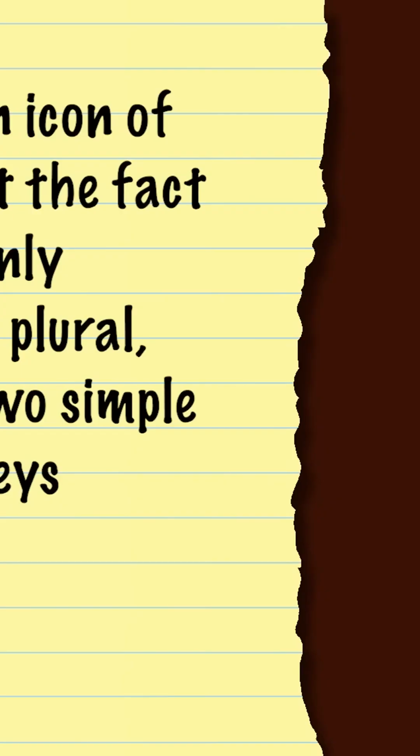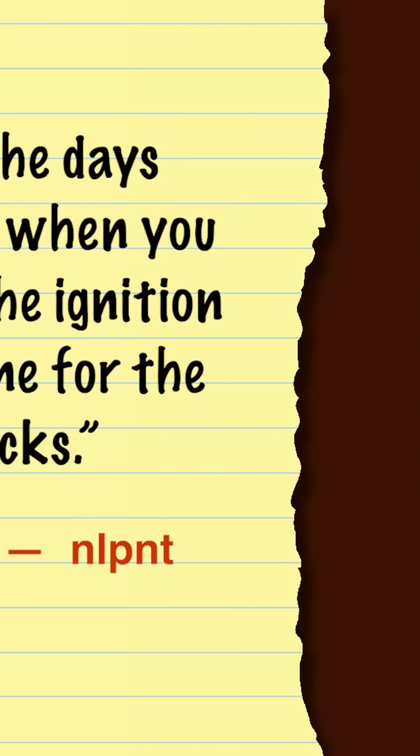Now, my friend Nilpunt has a great example of how anachronistic symbols often feed off anachronistic language. If you look for an icon of car keys, and just the fact that they're so commonly referred to in the plural, you'll often get two simple stamped metal keys on a ring, harkening back to the days when you had one key for the ignition and a different one for the door and trunk locks.